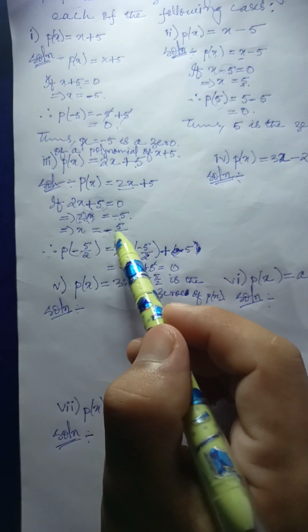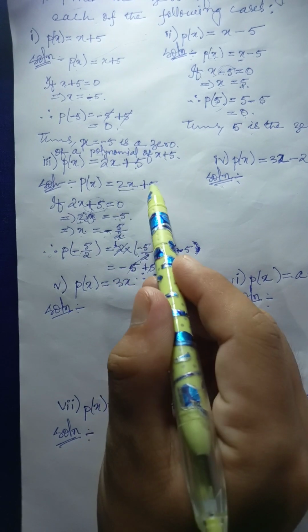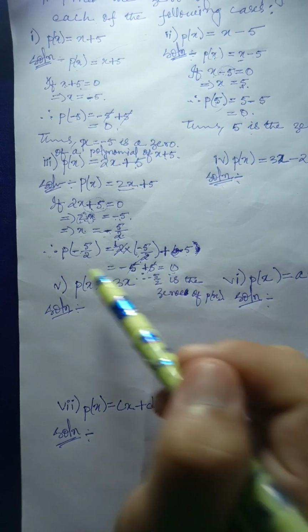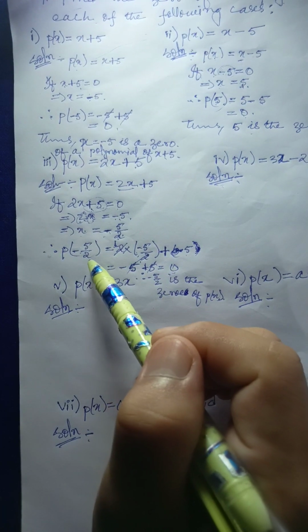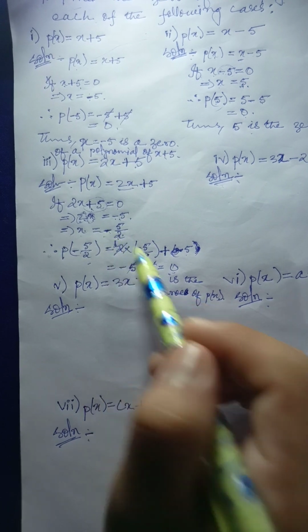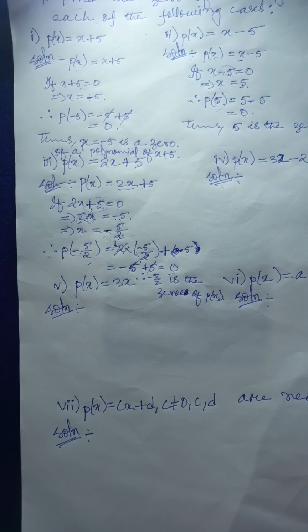By using the value x equal to minus 5 by 2 in this polynomial, we get 0 as the final value of p of minus 5 by 2. Thus we say that minus 5 by 2 is the zero of p(x). That will be the end for this Roman number 3.